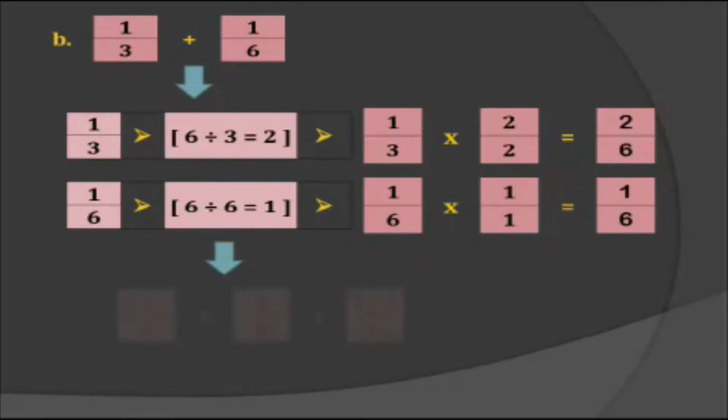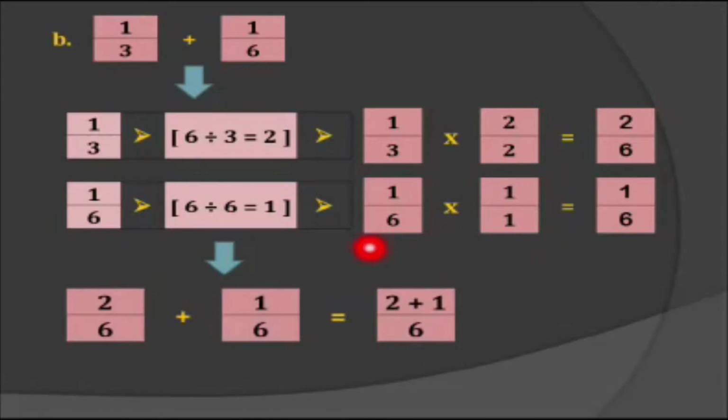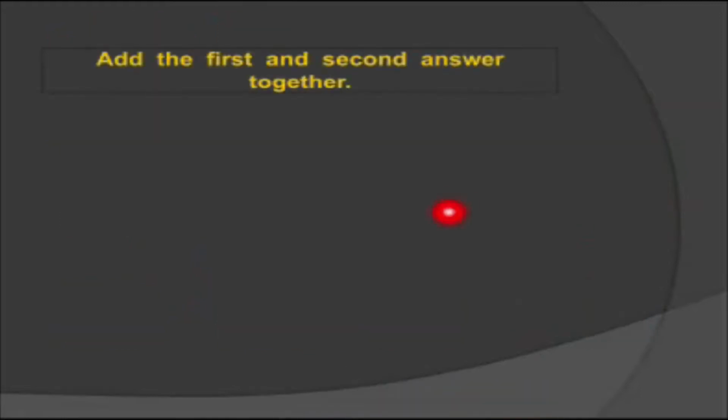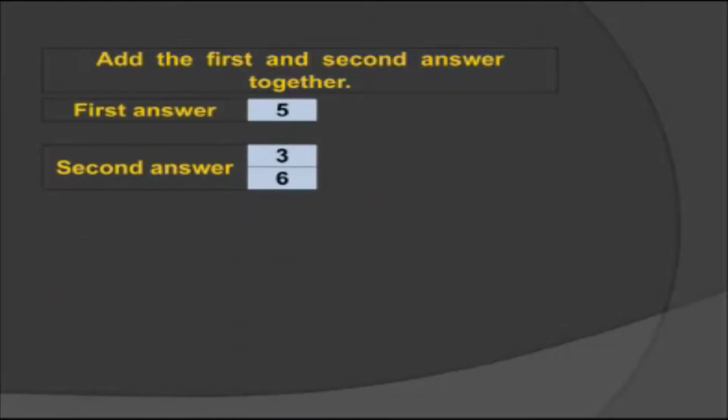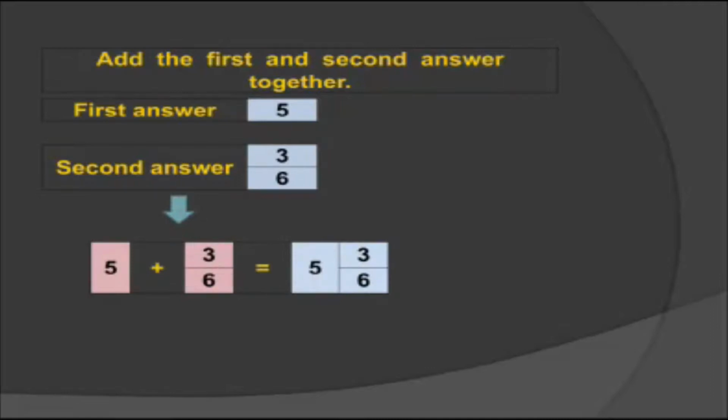Now we can see the denominators are same, so we need to add only the numerators. So 2 plus 1, and we will write the denominator as it is. So 2 plus 1 is equal to 3, 3 by 6, right? This is the second answer. Next we need to add the first answer and the second answer together. The first answer is 5 and the second answer is 3 by 6. So after adding we got 5 and 3 by 6. This is the final answer.